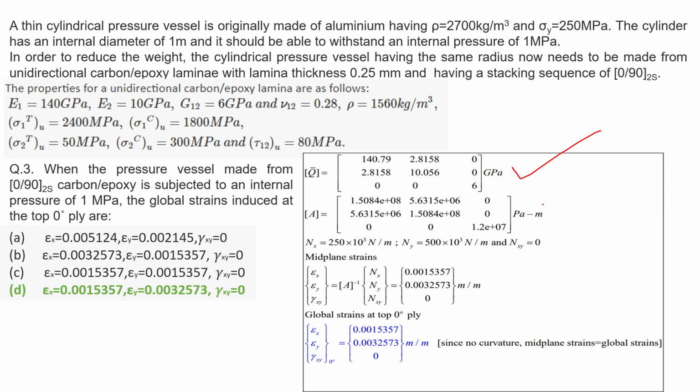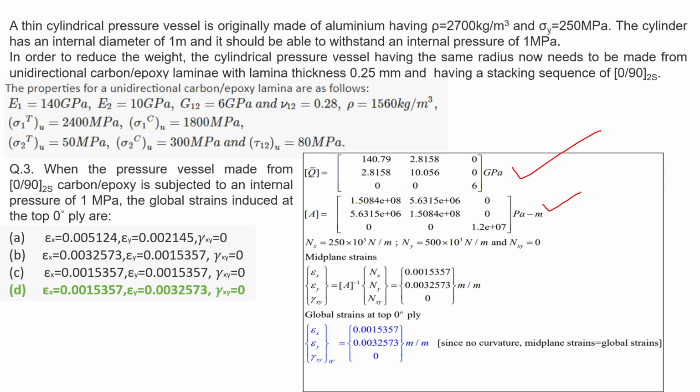Now we need to find the A matrix. Previously we have already discussed how to solve for the A matrix. For the sequence given, 0/90 2S, we have to find the A matrix, where there will be 4 laminas of 0 and 4 laminas of 90. So you will multiply 4 times the reduced stiffness matrix of 0 plus 4 times the reduced stiffness matrix of 90, into the thickness of each lamina, which for both of them is 0.25. So from that you will get the A matrix.